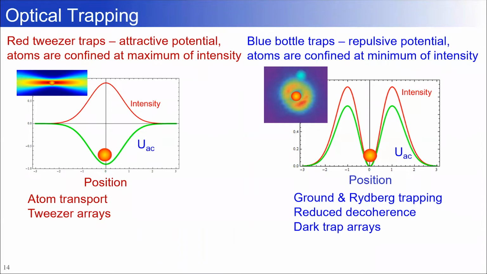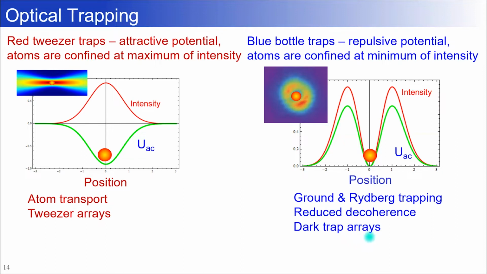The alternative is blue traps or blue bottle traps. Here we use a wavelength of light that repels the atoms. So you wouldn't think that's a trap. But if you make an optical bottle, which think of that as a dark spot surrounded by light in all directions, you can trap the atoms at a minimum of the intensity. So here's the cross section of a bottle. The red is the intensity, and then the green is the trapping potential. So the atom gets trapped at this local minimum. And this turns out to be really nice for trapping alkali Rydberg atoms. You can get reduced decoherence, and there's also ways of making large arrays of these bottle traps. And I'll show you some examples of that.